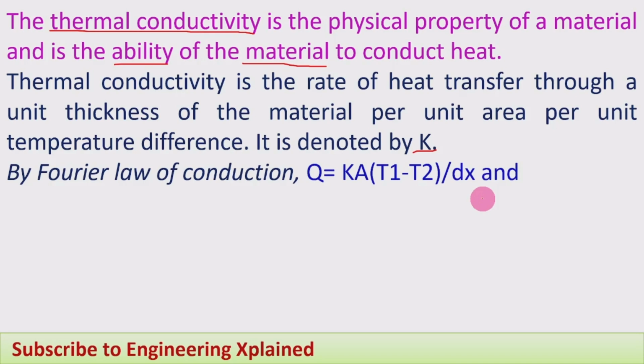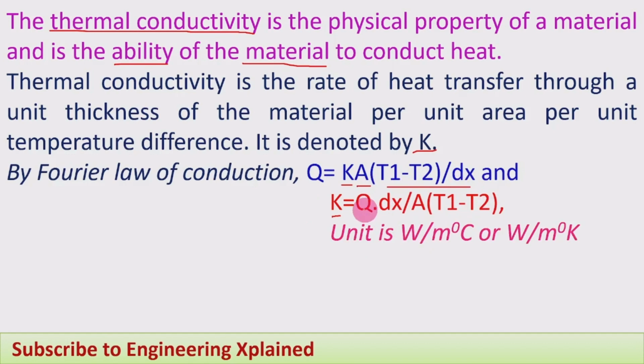The Fourier law states that the rate of heat transfer is directly proportional to the area normal to the heat transfer and the temperature gradient in that direction. And there the proportionality sign we have taken as K, and this K is the thermal conductivity. Then we can take K equal to Q by A into (T1 minus T2) by dx, and by this term we can have its unit.